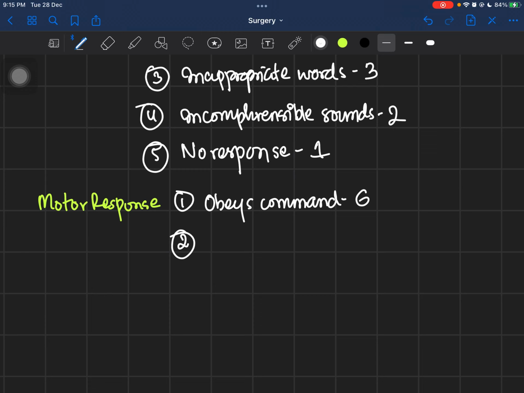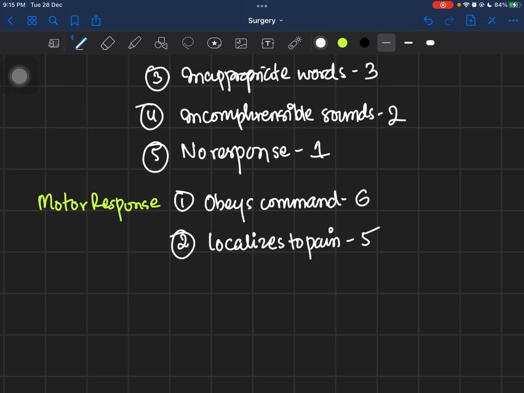If the patient does not obey command, you apply painful stimulus. Okay, so you have applied painful stimulus where? Not in the peripheries, but in the center. Okay, so you are applying painful stimulus in the supraorbital ridge, for example. So you have applied a painful stimulus, the patient localizes to pain. What does that mean? That means you are pricking on the patient's head, right?